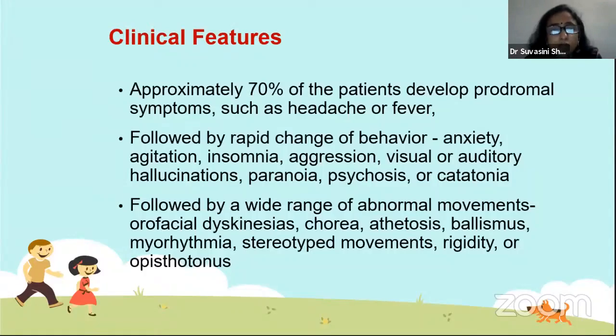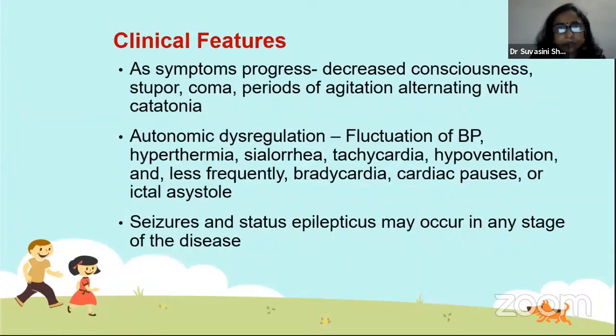If you see a patient who's evolving into stages, the first stage being some lethargy, going on to mutism, psychiatric symptoms, then movement disorders. And these movement disorders can first develop into chorea, athetosis, ballismus, stereotyped movements, rigidity, or opisthotonus. But as symptoms progress, the children develop decreased consciousness, stupor, coma. There can be periods of agitation alternating with catatonia.